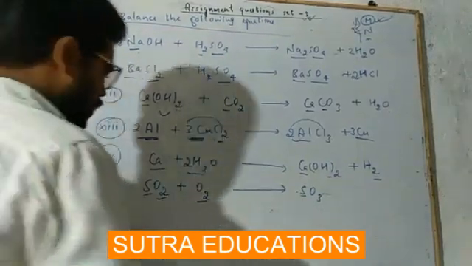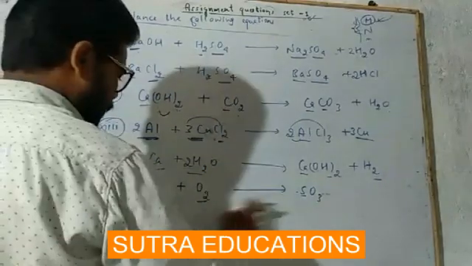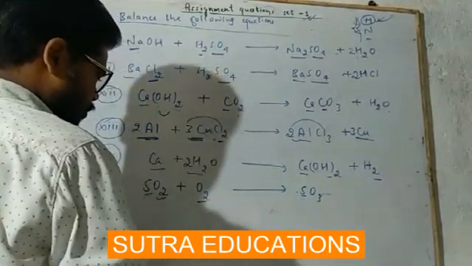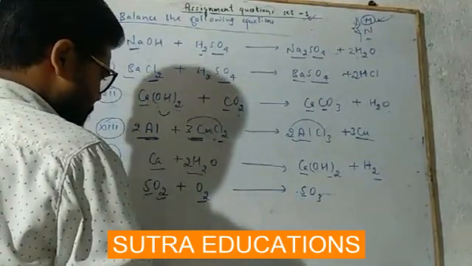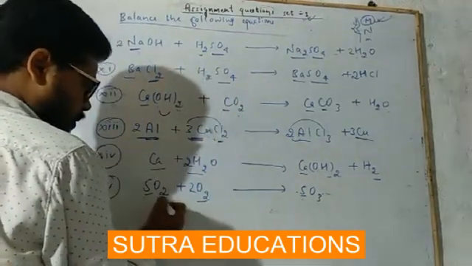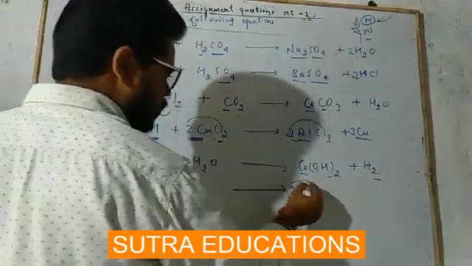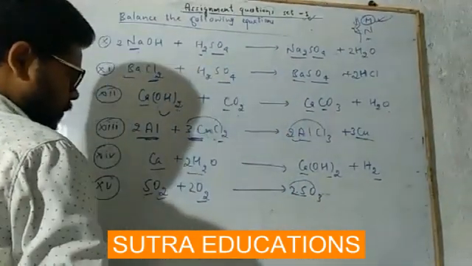Sulfur is balanced on both sides. Oxygen is 3 here and oxygen is 4 here. So what we have to do? Multiply this by 2, so that 2 into 2, 4 plus 2, 6, and multiply this by 2. So 3 into 2, 6.